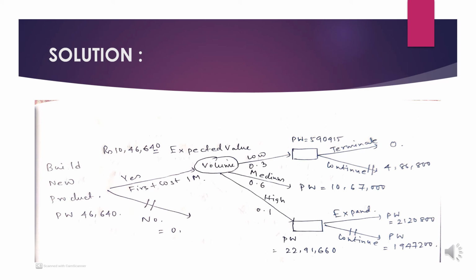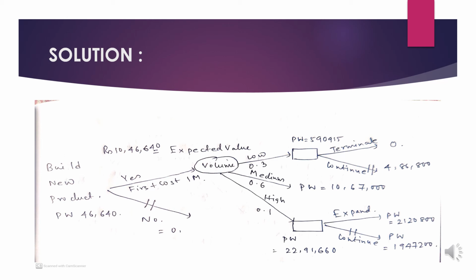If we build the new product with the help of 1 million rupees, it is giving me back 10,46,640, and if we terminate it, there is no cost involved. So if we deduct that 1 million from the 10,46,640 earned, we have a profit of 46,640 as we build the new product and continue it for 8 years after considering every single option. So basically 46,640 is the profit amount against the option of 0.